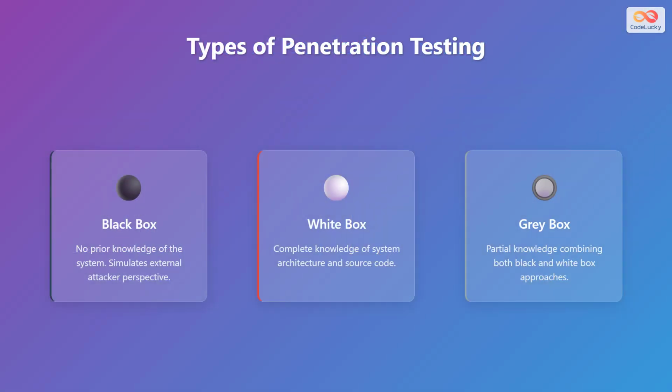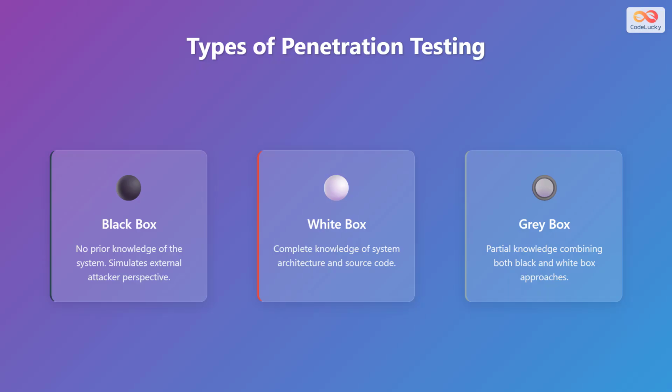There are three main types of penetration testing approaches, each offering different perspectives and levels of information. Black box testing simulates the perspective of an external attacker who has no prior knowledge of the target system. This approach provides the most realistic attack scenario, as testers must discover everything from scratch.